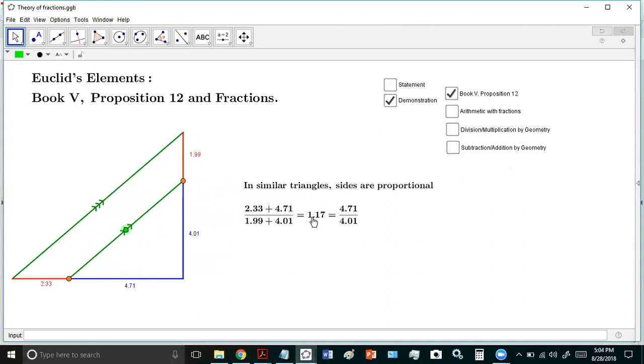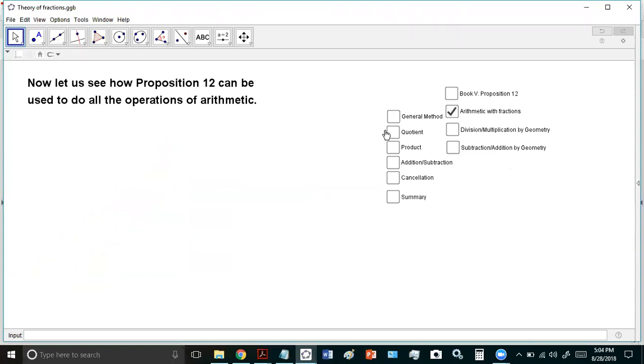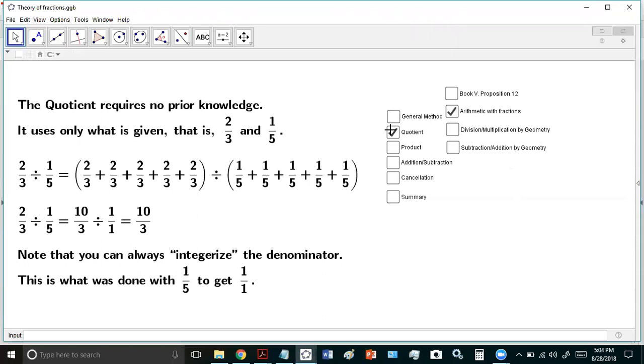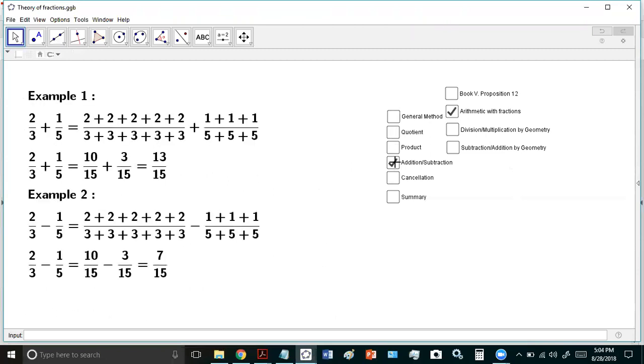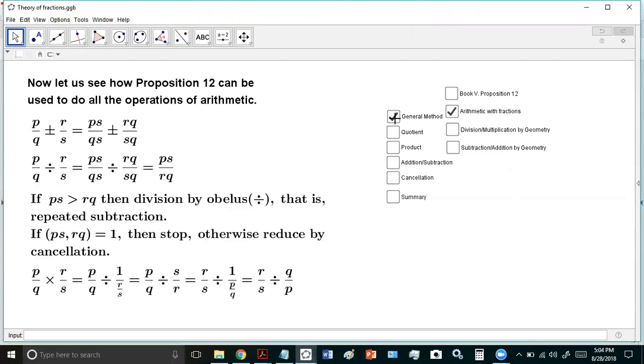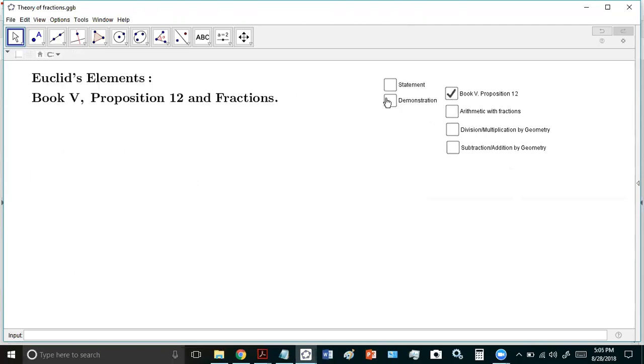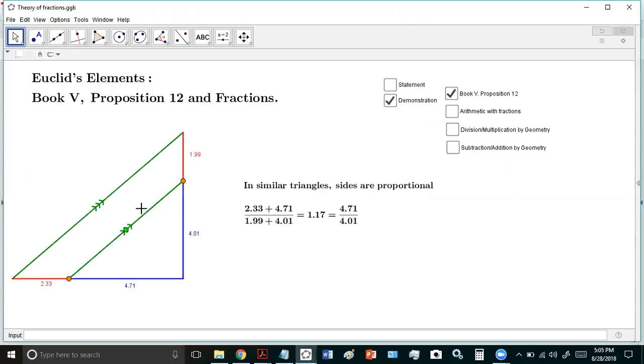And from this proposition, we can derive all the arithmetic binary operations, the quotient, the product, addition, subtraction, and cancellation, noting that this here is the general method, and this here refers to the similar triangle operations that we see in this demonstration. Everything is taken from here, and it's done in exactly this way, either with the plus or the minus.